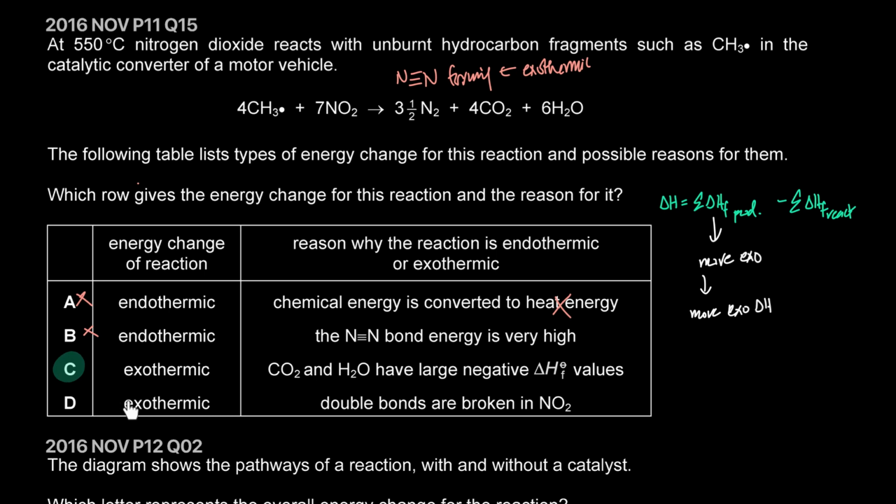And we can also eliminate option D, which says that the reaction is exothermic because double bonds are broken in NO2. Now, if the double bonds are broken in NO2, there would be strong double bonds, and a lot of energy would be needed for that. So this would actually explain why the reaction would be endothermic if it was indeed endothermic. So obviously, this is not a valid reason for the reaction being exothermic. So it can't be option D either.